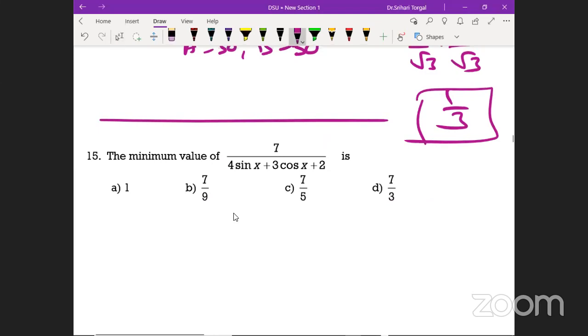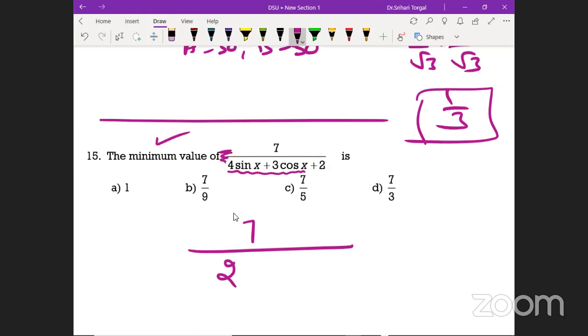Now the minimum value. Now tell me how to calculate the minimum value. 7 by 2 into... When you are calculating the minimum value, remember, you have to put the maximum value of the denominator. If it is in the denominator, you have to get the maximum value of the denominator. If it is in the numerator, then the maximum value is root of a square plus b square, and root of minus root of a square plus b square will be the minimum value. When you are calculating the minimum value, you have to put the maximum value of the denominator.